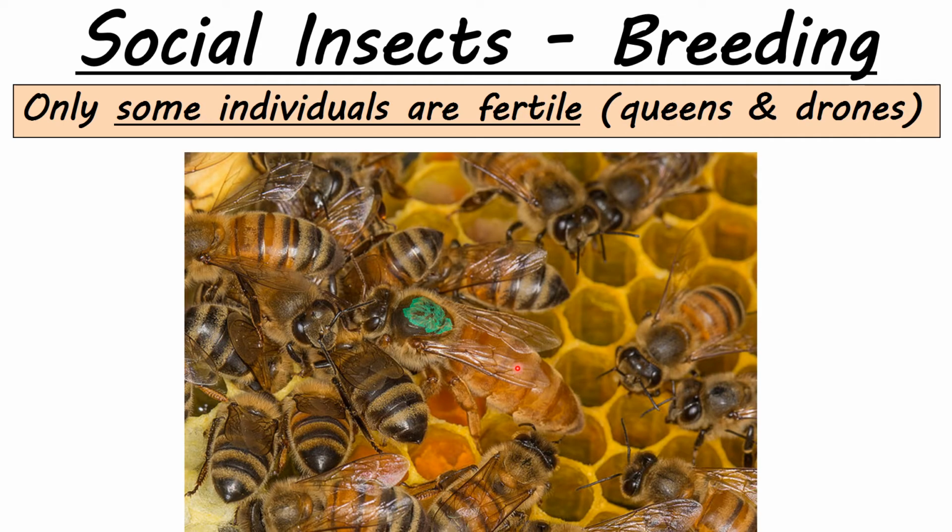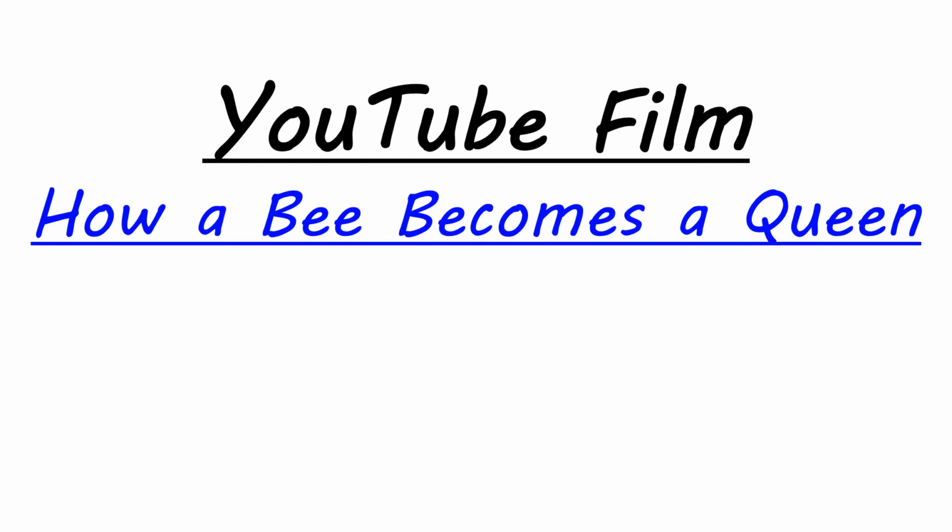And just to give you an idea, this in the middle here, which has been painted, got a wee green spot on it to identify it, that's the queen there. So slightly different colouring, a bit bigger, surrounded. I assume that's the workers around her. And there's a sequence of events which has to happen in order for a bee to become a queen, and you can find out about it if you watch this.